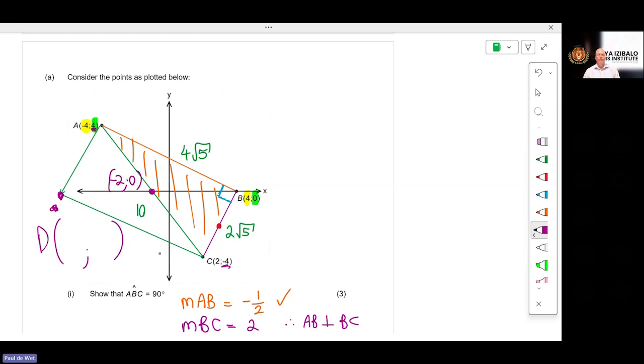Now what are you going to do? The midpoint of AC equals the midpoint of BD. Well done. Okay, so the diagonals of a rectangle or a parallelogram bisect one another.